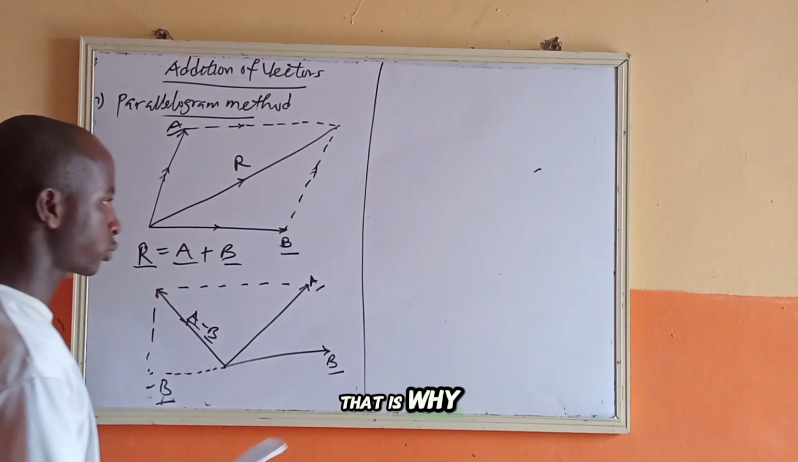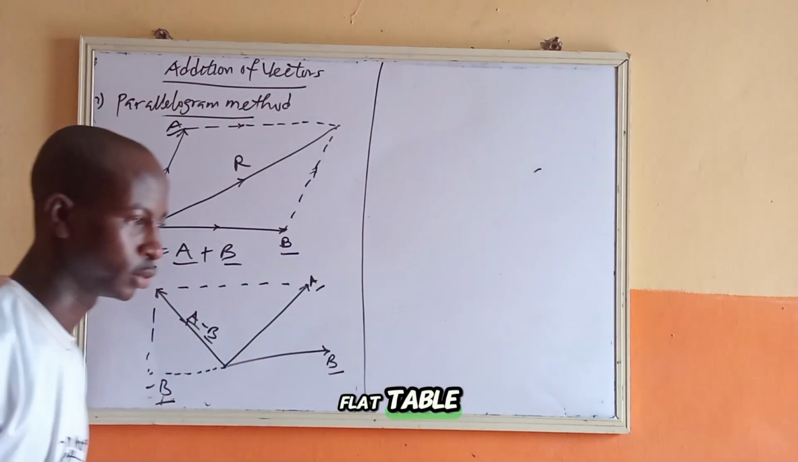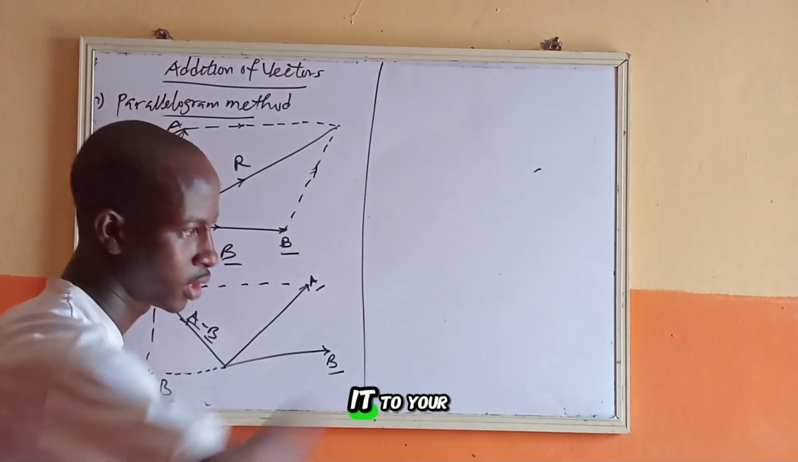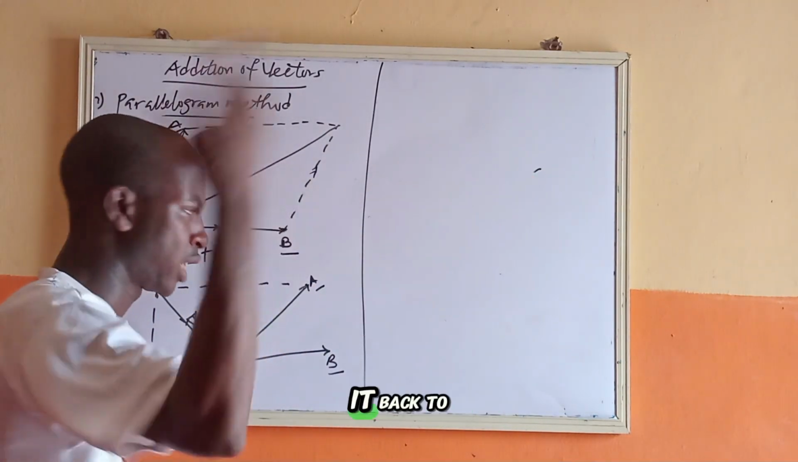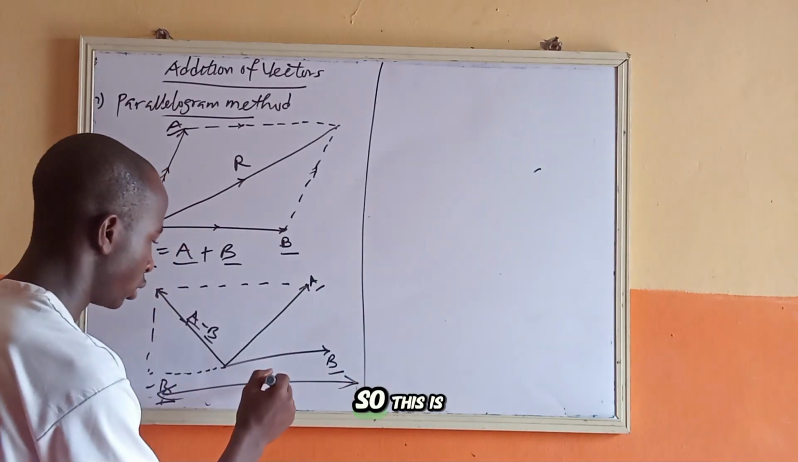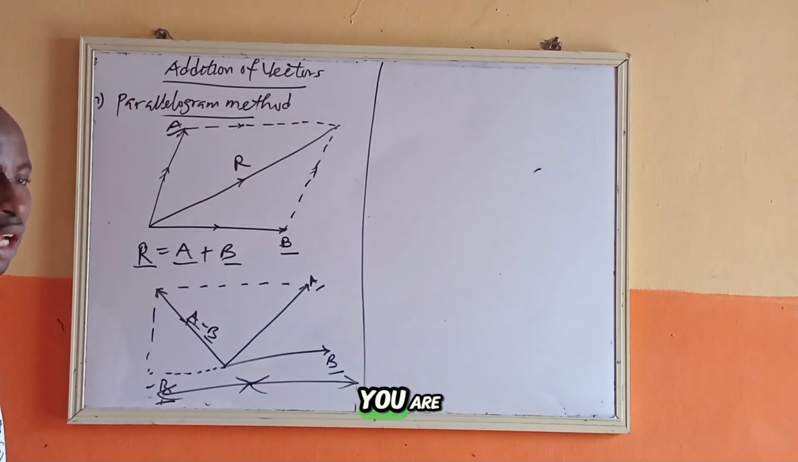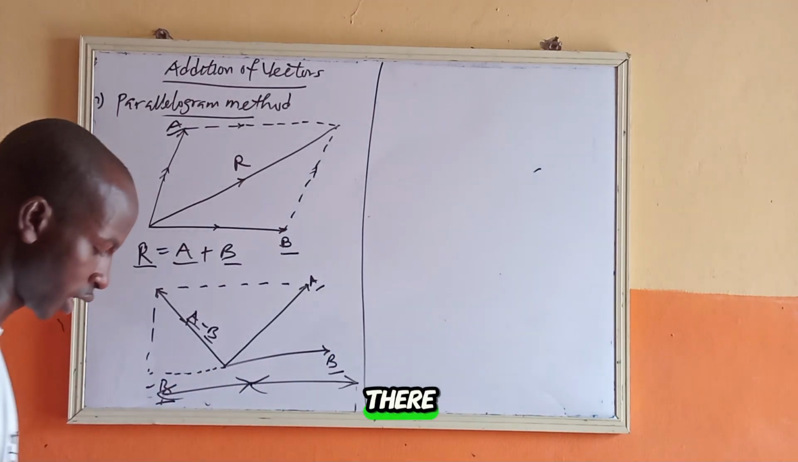That is why if you are playing table tennis on a flat table, you pass it to your opponent, and your opponent also passes it back to you. So you are working oppositely. This is what both of you are doing, pass to pass. So you are following a vector there.